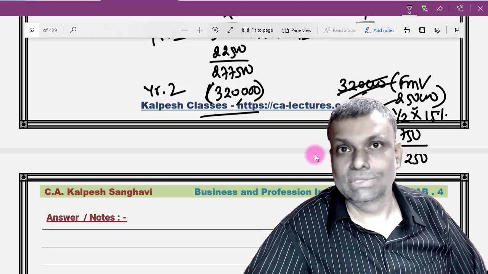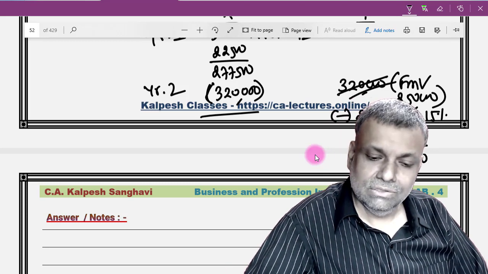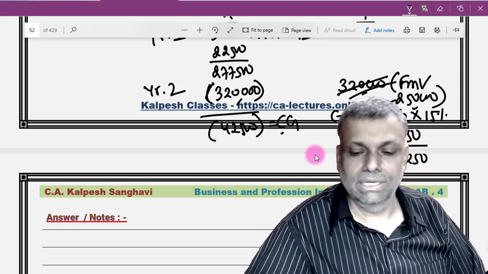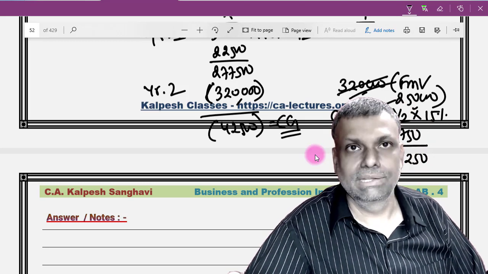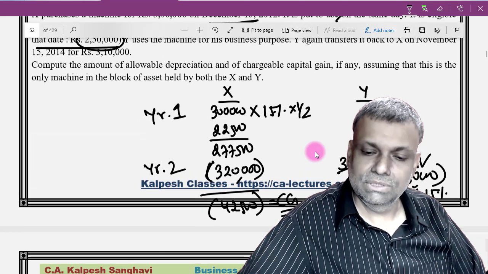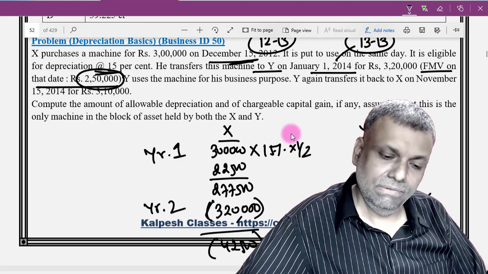And for Mr. X, it is anyway sale price. The sale price is not going to get altered. So anyway, the block is going to become negative. So 42,500 negative figure. This will be straight away charged to capital gains as deemed short-term capital gains. So year number 2 situation is over. Mr. X is brought to tax, and Mr. Y is getting cost benefit only for 2,50,000.